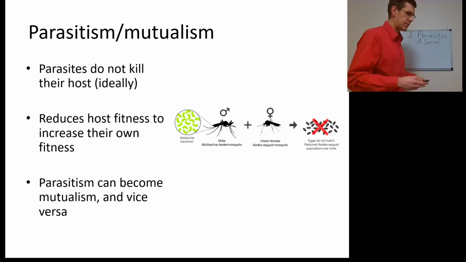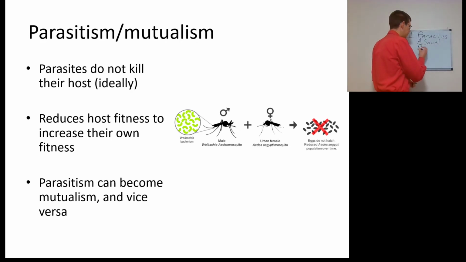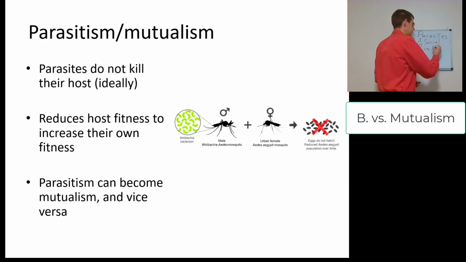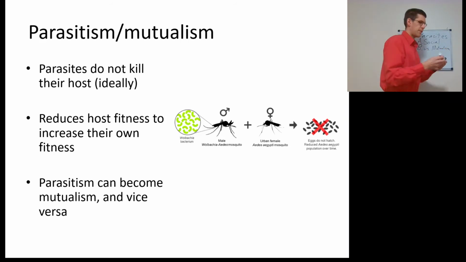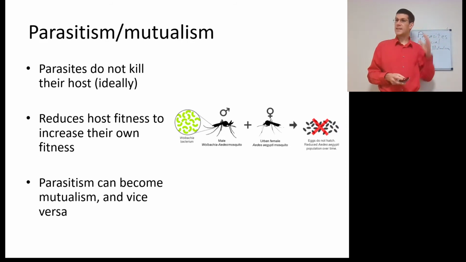I was going to compare parasitism here to mutualism. For both of these, you have an intimate interaction between the organism and its host. So a parasite ideally doesn't kill the host. If a parasite kills the host, then, well, it's out of room and board. So a parasite generally reduces host fitness to increase their own fitness. But if they increase host fitness, they may be able to increase their fitness too.